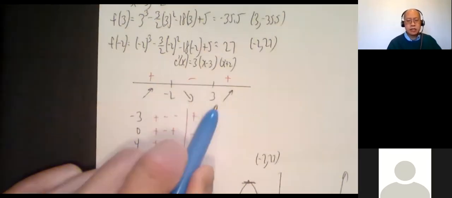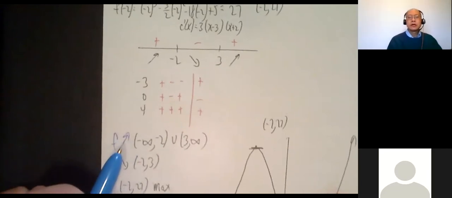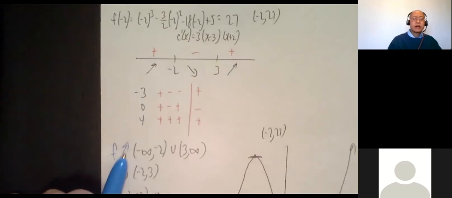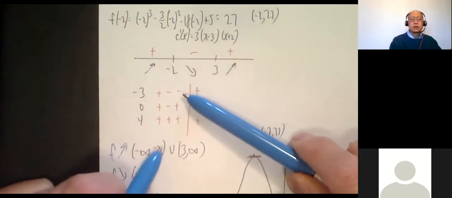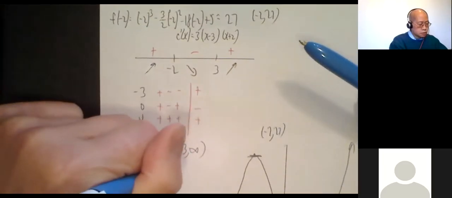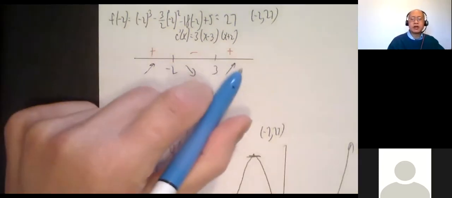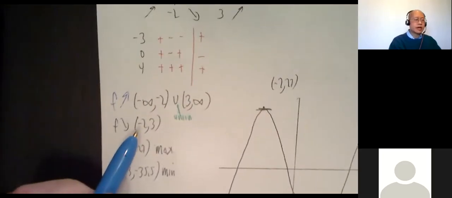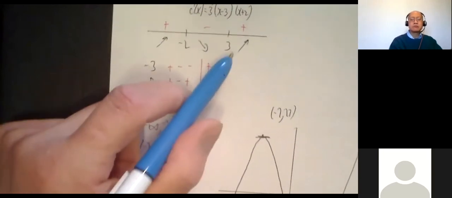Increasing, decreasing, increasing. Intervals of increase and decrease. f is increasing from -infinity to -2. If you have more than one region, you join it with a U for union. Union 3, infinity. f is only decreasing between -2 and 3. Okay, so up, down, up.